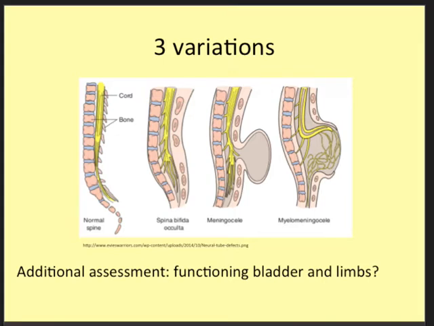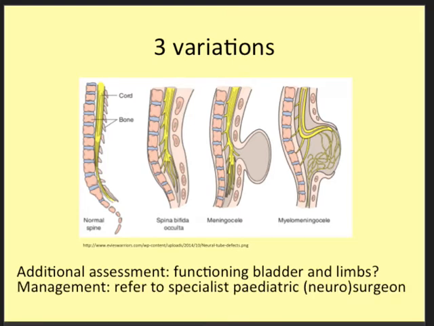Additionally, we will observe from doing the ultrasound scan whether we can find a functioning bladder or not, and whether the limbs are moving or not, and that gives us an indication of the prognosis. And based on that prognosis we will counsel the parents. In very severe cases that might even be to terminate the pregnancy. Of course, here it is important that we refer the couple to a specialist pediatric neurosurgeon, neurologist, to do a detailed assessment and based on that give them advice.